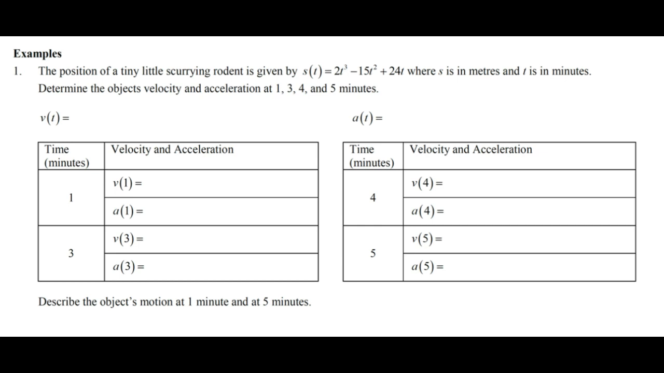The position of a tiny, scurrying rodent is given by s(t) = 2t³ - 15t² + 24t. I kind of look at that and think they're probably scurrying back and forth a little bit, because it's cubic. Where s is in meters and t is in minutes. We don't want to make it seconds because the thing would be firing through pretty quick. Usain Bolt is in its dust.